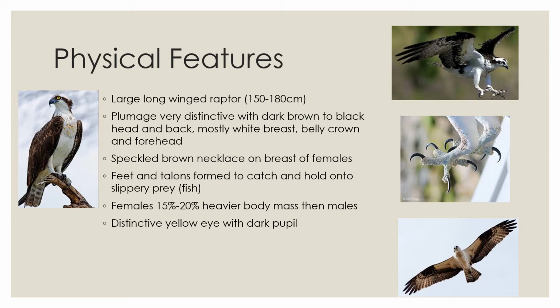The females have a heavier body mass by about 15 to 20%, and they also have a very distinctive yellow eye and dark pupil with that dark band that goes from the back of their eye. They are sometimes confused with eagles, but if you're looking up and you see a white belly and white underwings, it's going to be most likely you're looking at an osprey.